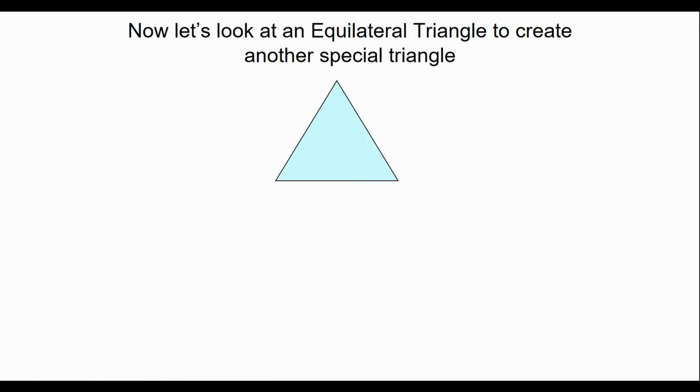In this next video, we will be investigating a special right triangle called the 30, 60, 90 triangle. First, let's review some of the properties, and where the properties come from. Now let's look at an equilateral triangle to create another special triangle.